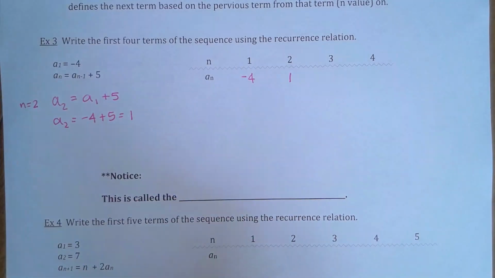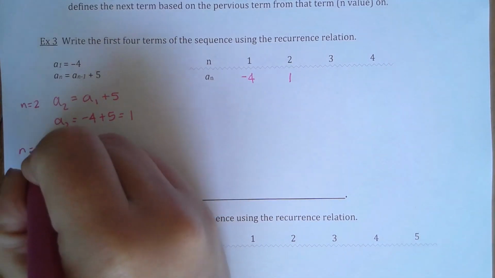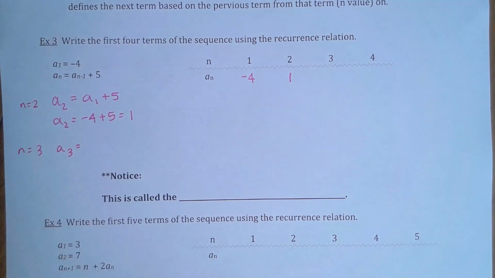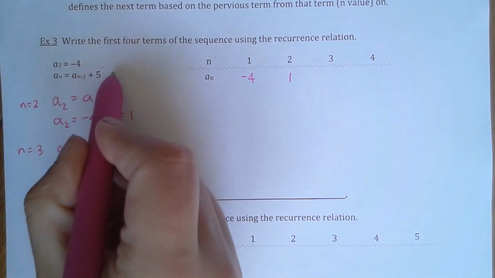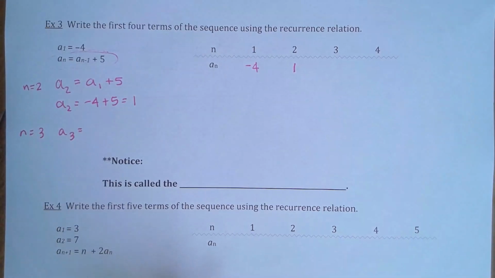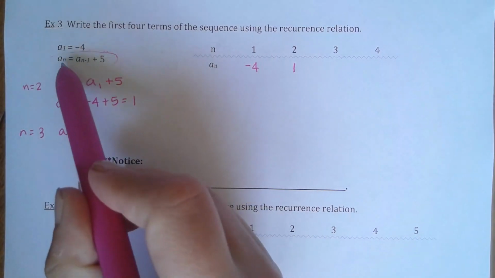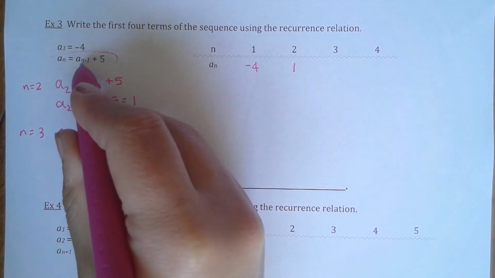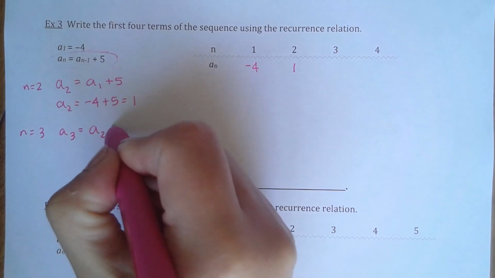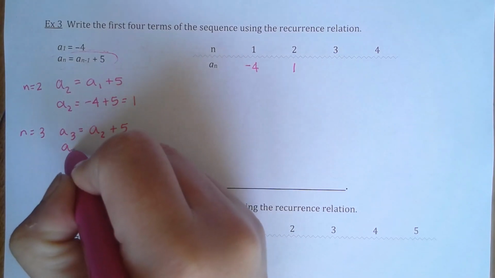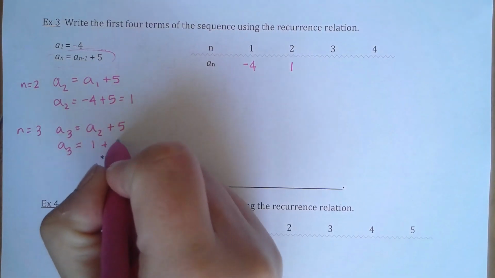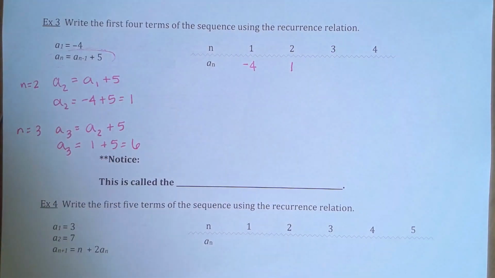And to get our next term, a sub 3, our n value here would be 3. So again, if I use this equation that is defining my recurrence relationship, our n value is 3. So our next one would be a sub n, which is 3. 3 minus 1 is 2 plus 5. A sub 2 we just found. A sub 2 is our last term, which is 1 plus 5, which gives us 6.